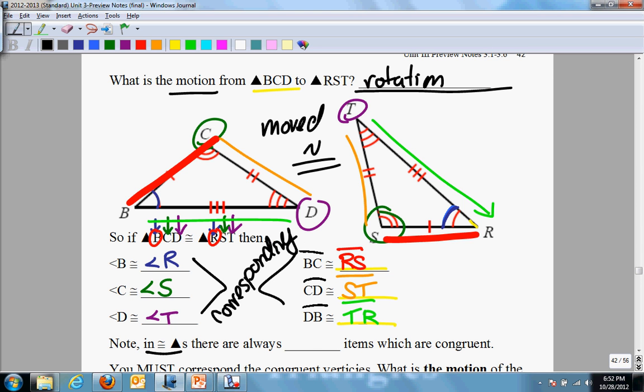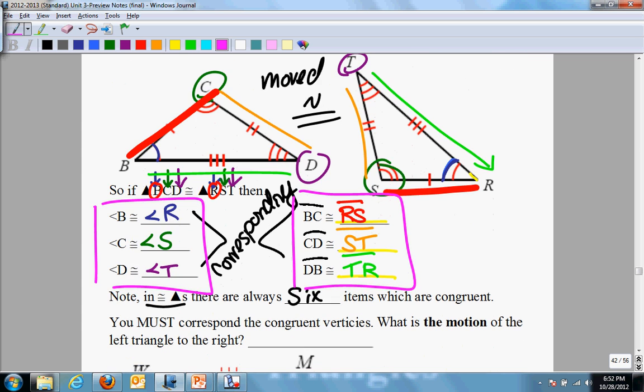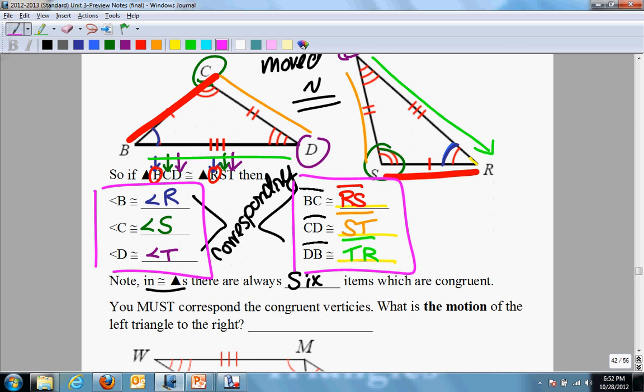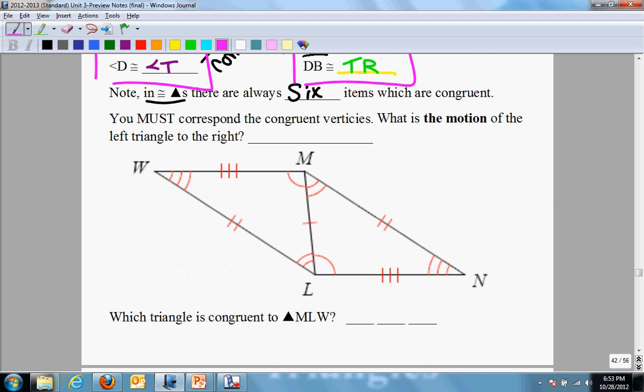So note, when you have congruent triangles, there are always 6 items that are congruent. 6 items, 3 sets of angles, and 3 sets of sides that are congruent. Note, you must correspond the congruent vertices. So what I'd like you to do here is, what is the motion of the left to the right triangle? From this left triangle to the right triangle, ask yourself, what is the motion there? Your word there is either translation, rotation, or reflection.